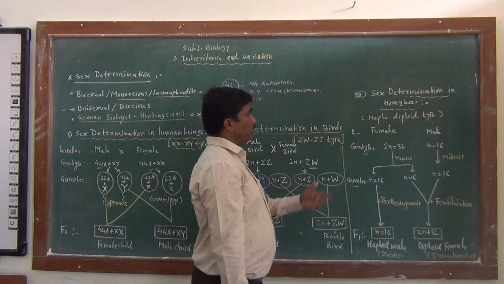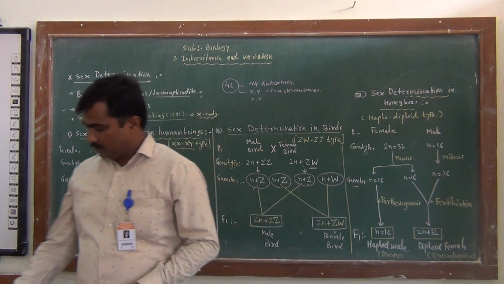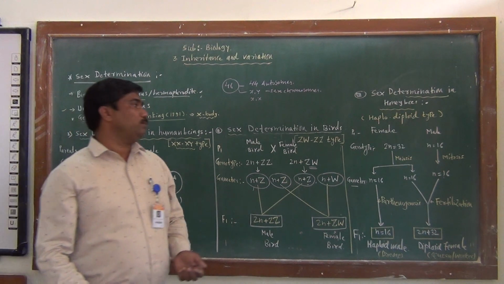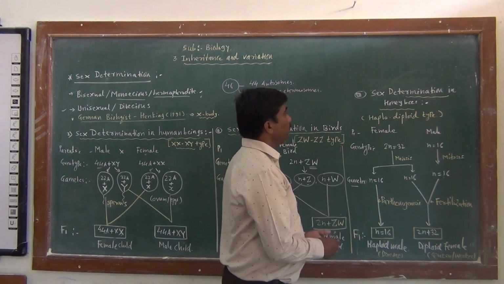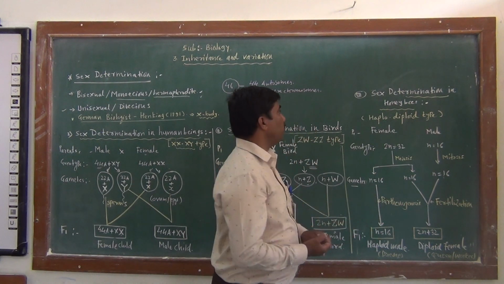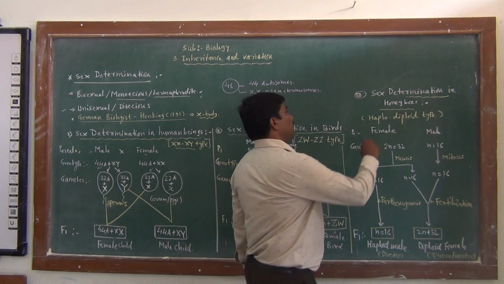Then another very interesting example of sex determination is the haplodiploid method of sex determination, or haplodiploid type of sex determination, which occurs in most insects. For example, sex determination in honeybee.